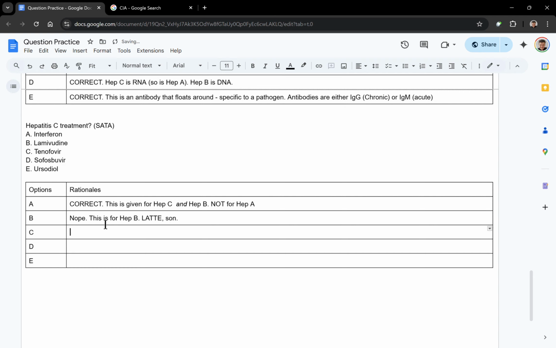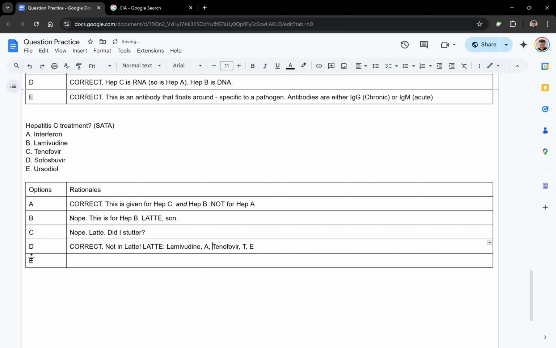Latte, so. And then what is C? Tenofovir. Nope, latte. Did I stutter? Okay, and then D. Yes, that's correct because it's not in latte. So what is latte? Just so we know what it is: lamivudine. Tenofovir is the T, one of the T's. T-E, so we'll fill that out, okay?